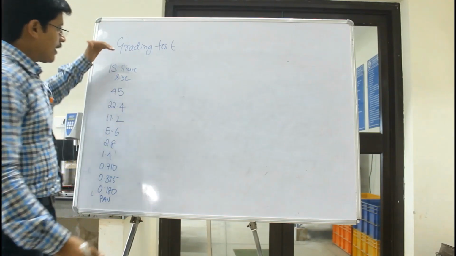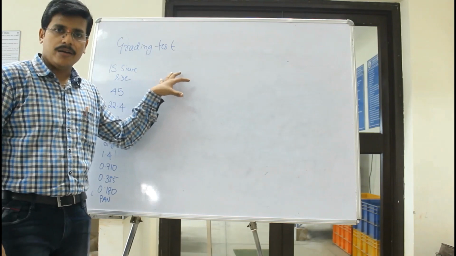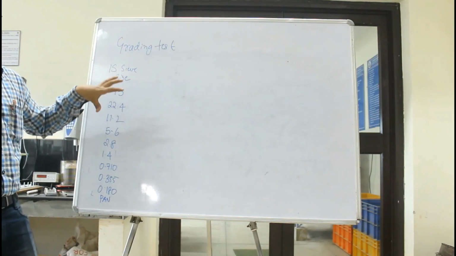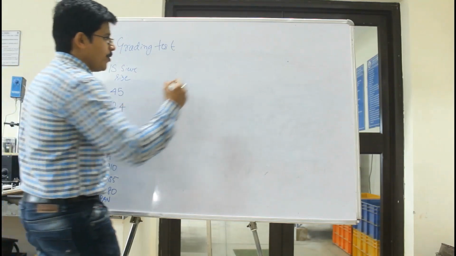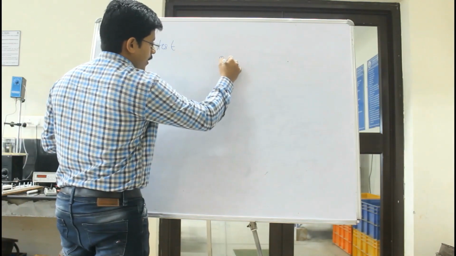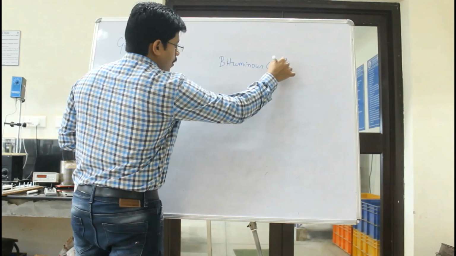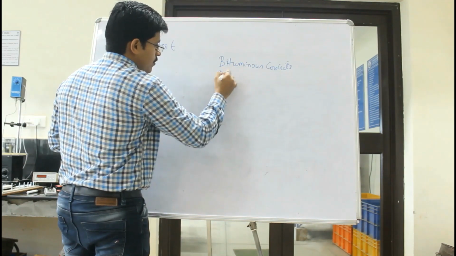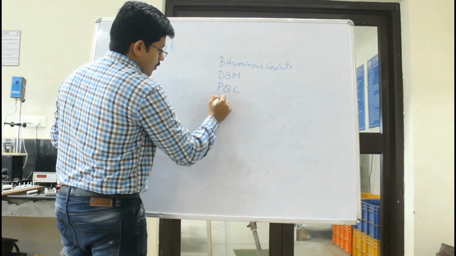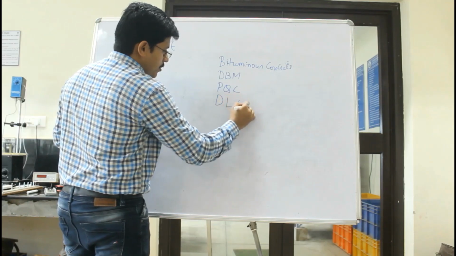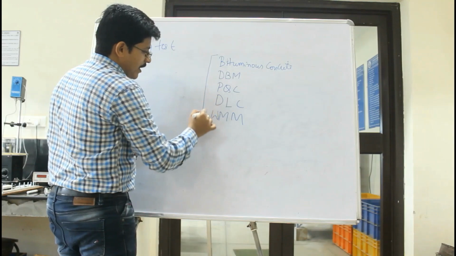So now we'll talk about the grading test. Grading means how the particles are distributed over a given sieve size set. Because for the aggregates, whenever you see any particular mix, let's say bituminous concrete, or dense bituminous macadam, or pavement quality concrete, or dry lean concrete, or wet mix macadam, all these particular layers have particular grading.